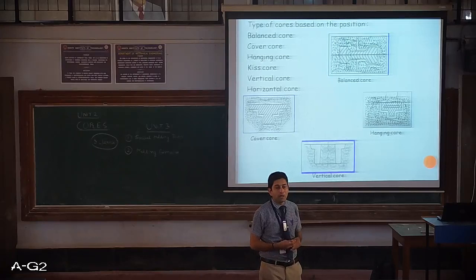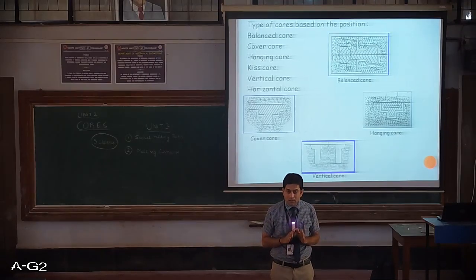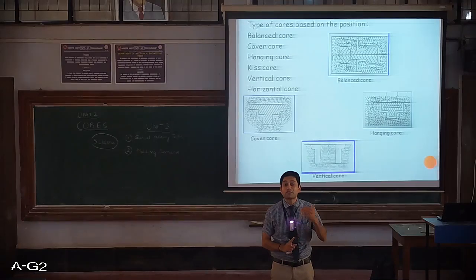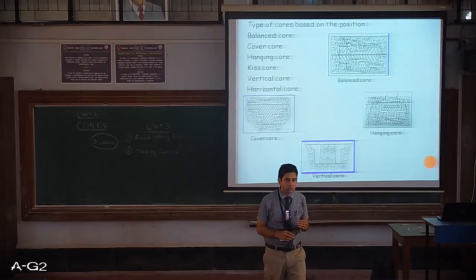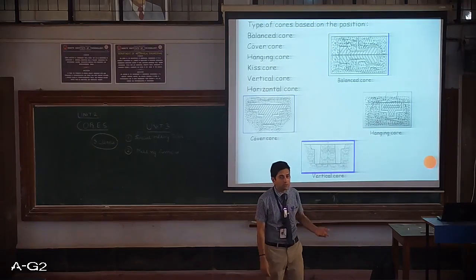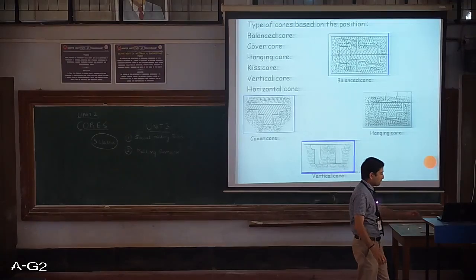learn about it. However, in your syllabus, we have to discuss only two types of cores. One is the green sand core and the other one is the dry sand core. That is a classification based upon the type of sand which you make use of for making the core, right? The classification based upon the position of the core is not there. However, to give you further information, I have put this slide.